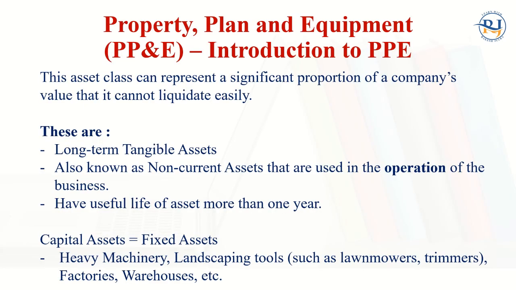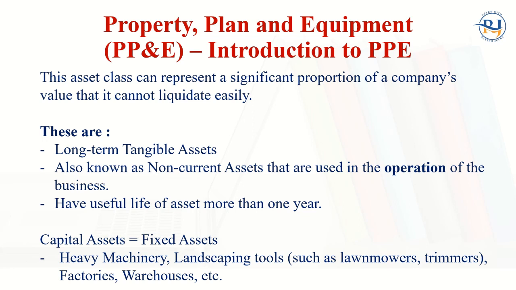Now I'm just going to explain a little bit more about property, plant and equipment. So this asset class can represent a significant proportion of a company's value that cannot be liquidated easily. So these are long-term tangible assets that we can see and touch, and also known as non-current assets that are used in the operation of the business and have a useful life of more than 1 year.